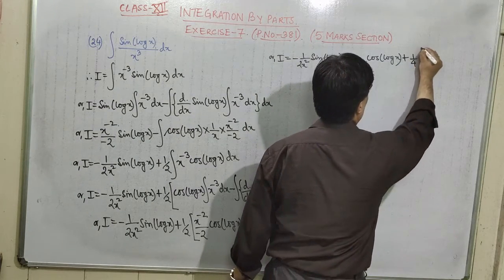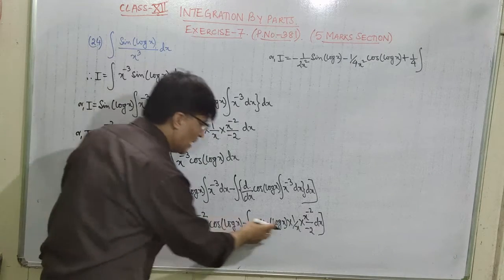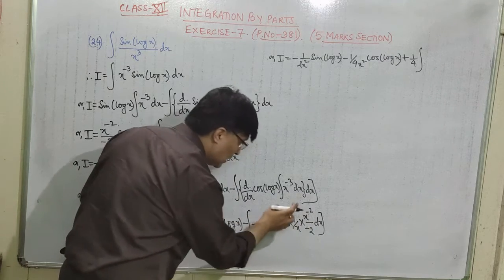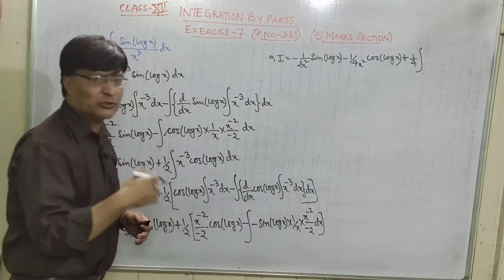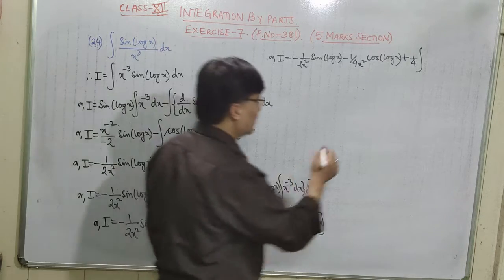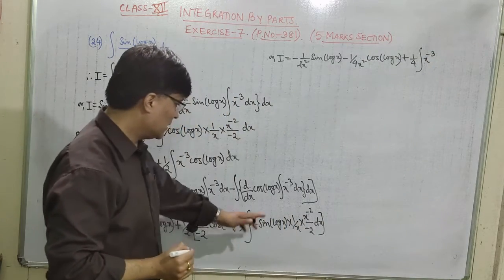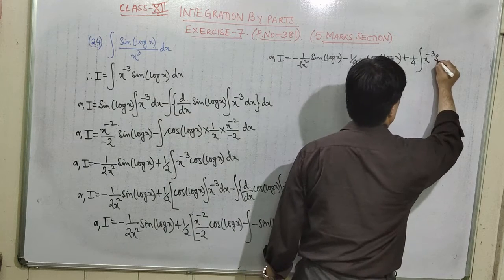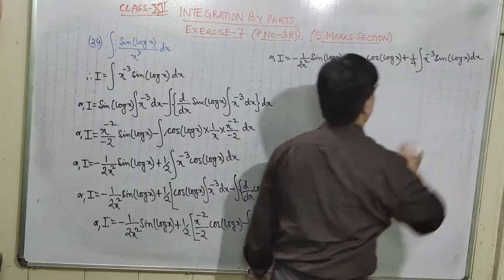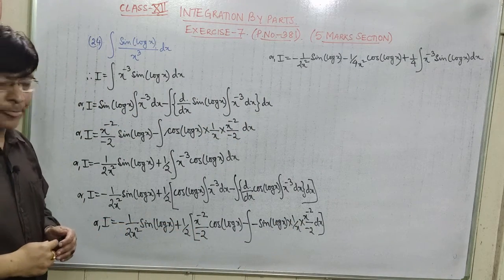It is 1/4 integration of, now what will you write here? This x is taken to the numerator. If this x is taken to the numerator, it becomes x to the power minus 1. And you can simplify it with x to the power minus 2. That is x to the power minus 3. So this will be x to the power minus 3, then sine of log x dx. So I think you have understood it.